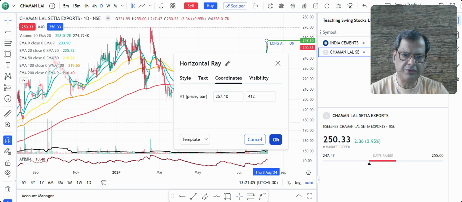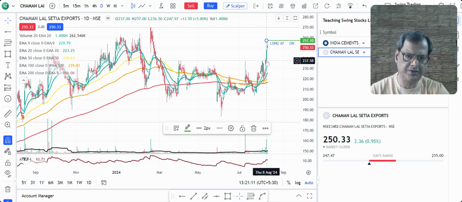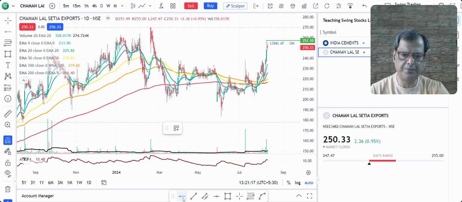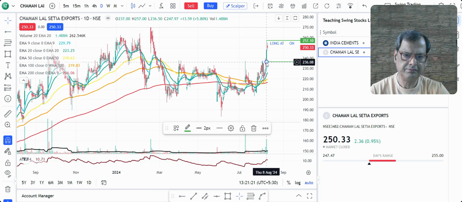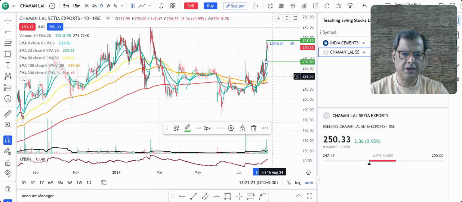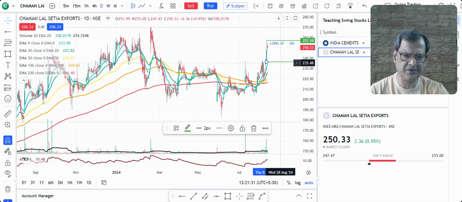Now, where would they keep their stop loss? Stop loss will be minimum below the low of the candle. You've got to keep some stop loss, right? So you're going to place your stop loss here, below the low of this candle. The low here is 236.50.